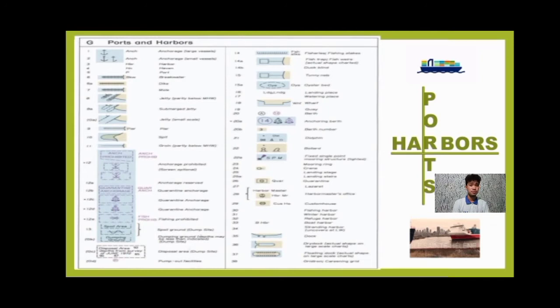As we can see in this current slide, most of the symbols use dots, shapes, colors, lines, and angles, especially this one, Anch Prohib, where anchorage is prohibited, Quar Prohib, which means quarantine anchorage, and Fish Prohib, which tells us that in that particular place fishing is prohibited.